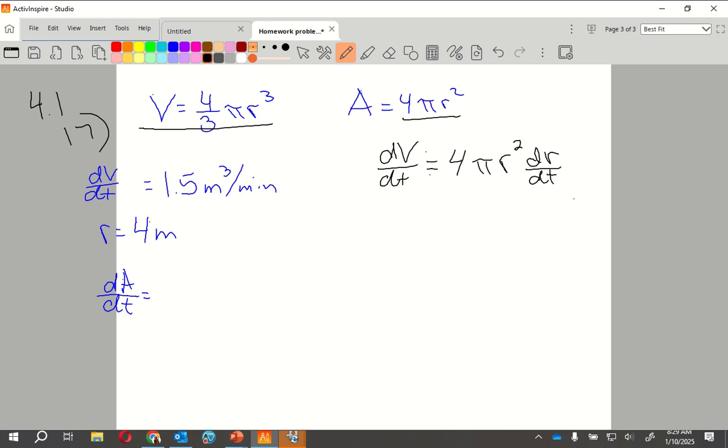Now let's look at the variables that I know already. Do I know what the dV/dt is? Yes. Do I know what r is? Yes. And so the only thing that is going to be the unknown, which I'm going to solve for here, is going to be my dr/dt. Okay, so let's plug it in. I'm going to get 1.5 equals 4 pi 4 squared dr/dt.